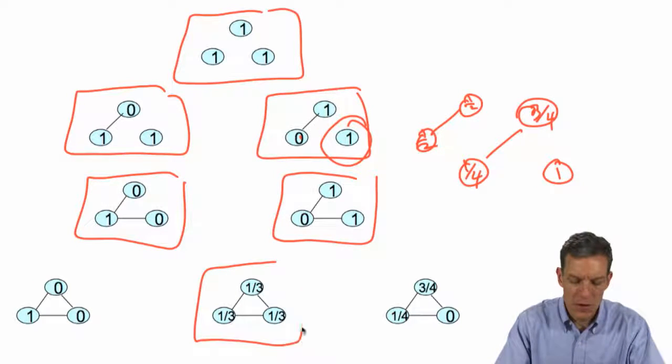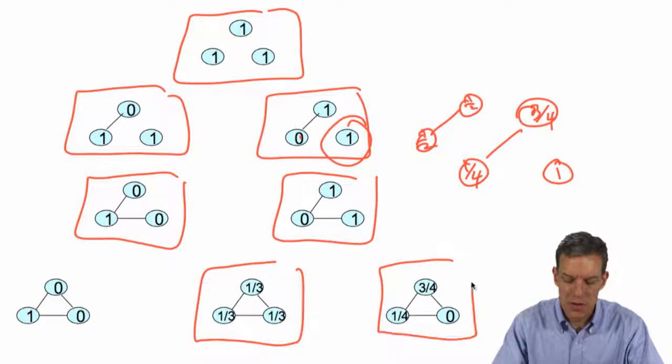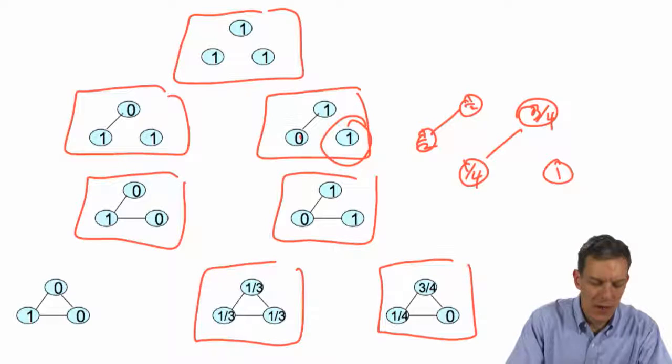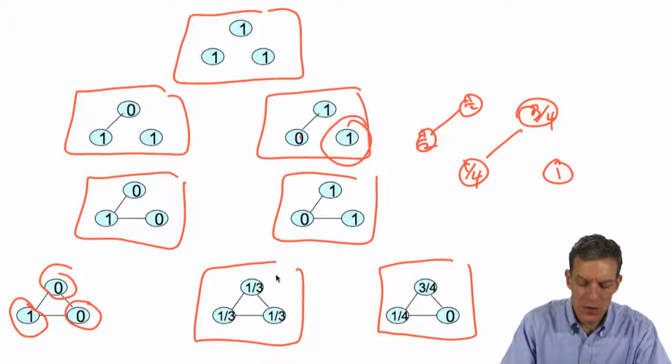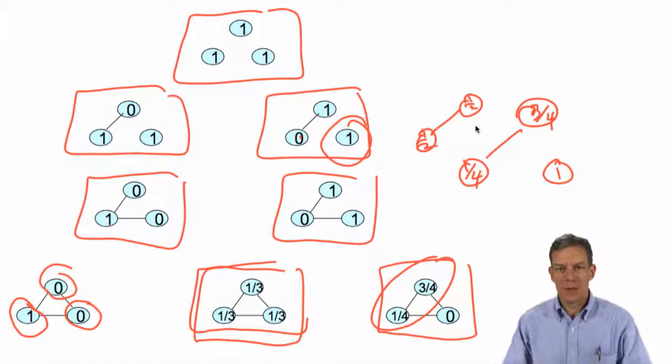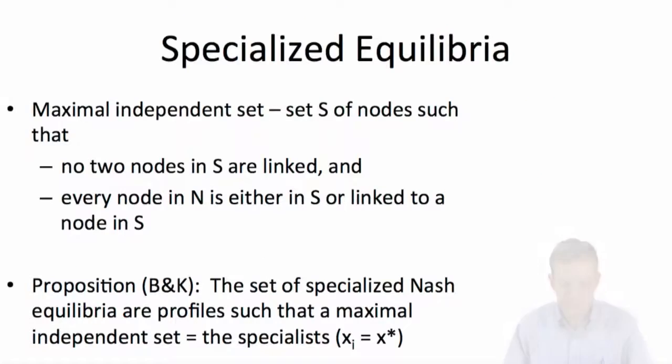You could have ones with these distributions. So there's a whole series of different equilibria. Some of them are specialized, where certain people end up doing 1, other people end up doing 0, and then there's other ones that are distributed, where you've got some actions by different players, but they're adding up to 1. Okay.